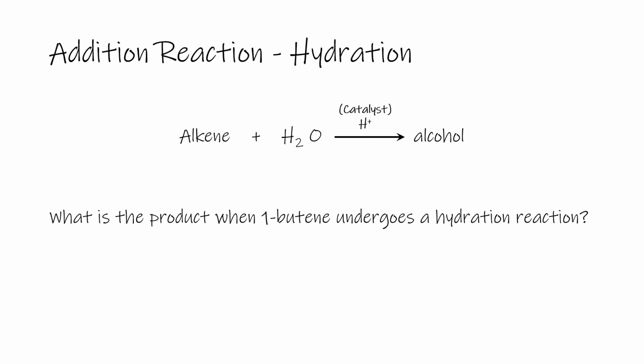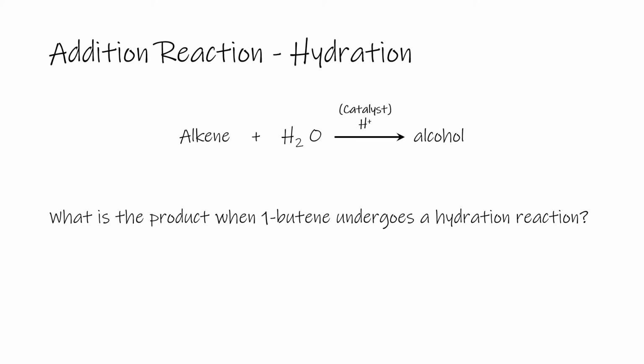The last reaction we're going to look at is hydration. This is also an addition reaction, and our reactant is an alkene as well. So you have that double bond in there, and this time we're reacting it with water. Our catalyst is a strong acid that's represented by the H+ above the arrow, and our product is an alcohol. So let's look at how that works.